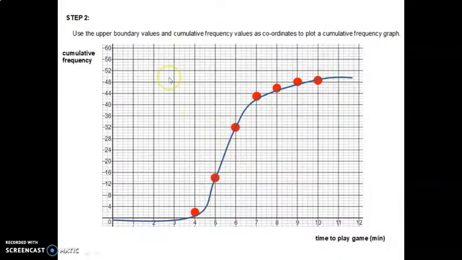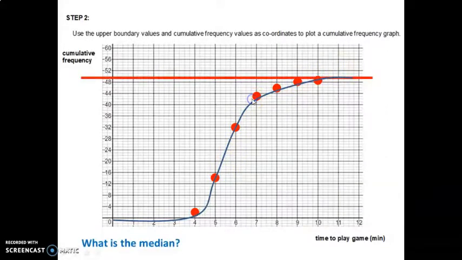Now looking at this one, think back to our data set about the time playing that game. We had an upper bound, and the question is, what's the median? Remember, we had a total data set of 49 data points. So what's our median here, based on what we just talked about?